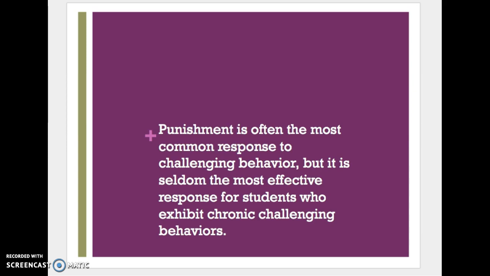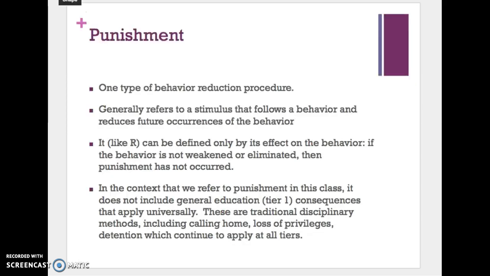Making sure that we have a clear understanding and think functionally in terms of the behavior can help us avoid that. As we've discussed in previous lectures and throughout this course, we know that punishment is one type of behavior reduction procedure. It generally refers to a stimulus that follows a behavior and reduces future occurrences of the behavior. So it, like a reinforcer, can be defined only by its effects on the behavior. If the behavior is not weakened or eliminated, then punishment has not occurred.